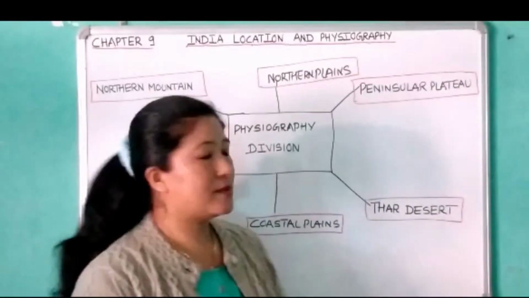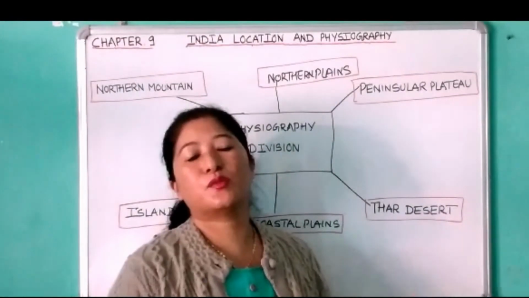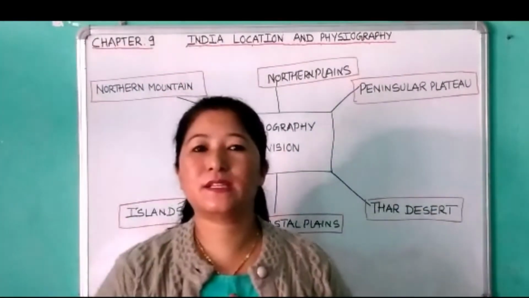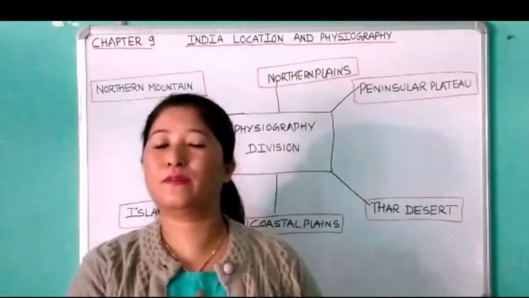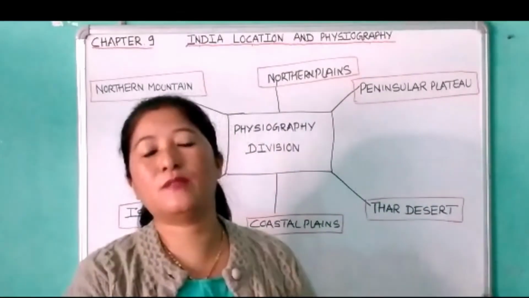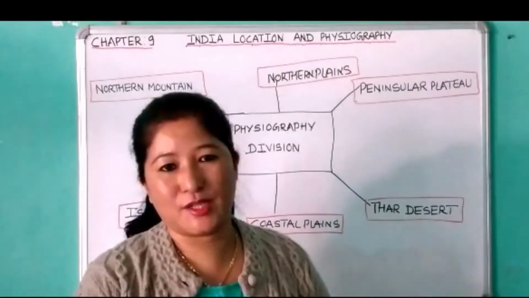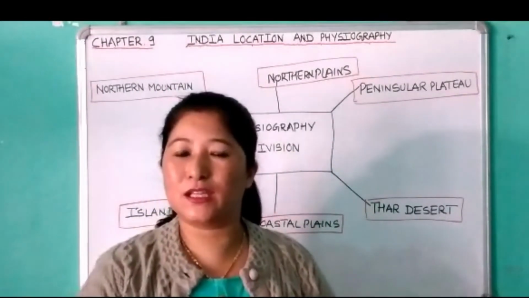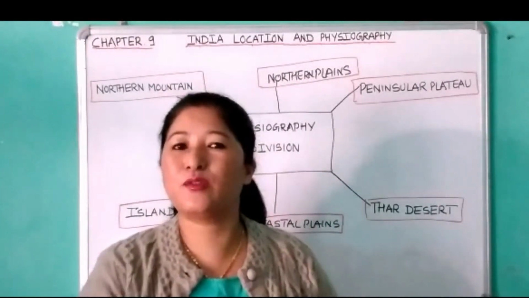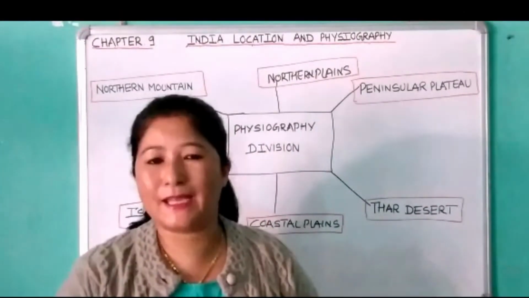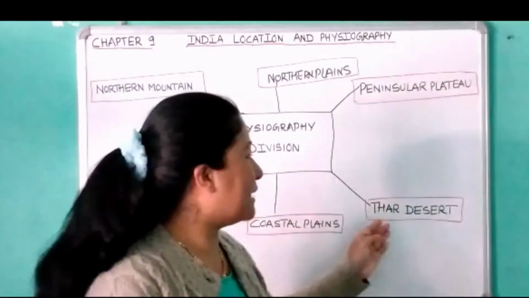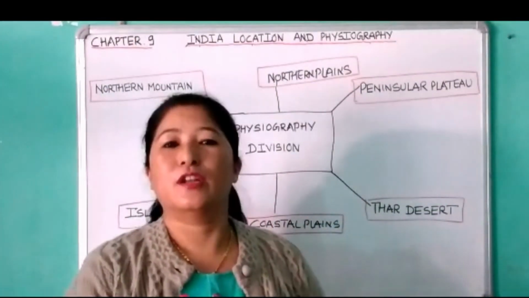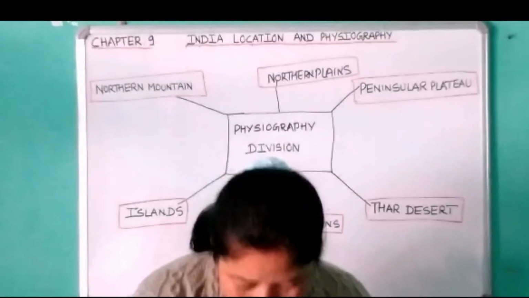Now let's see the Thar Desert. The Thar Desert is also known as the Great Indian Desert, and it is located in the northwest of the Aravalli range, mostly in the state of Rajasthan. It is the 9th largest desert in the world, partly rocky and partly sandy in nature. This desert is drained by the river Luni, though it is seasonal in nature.